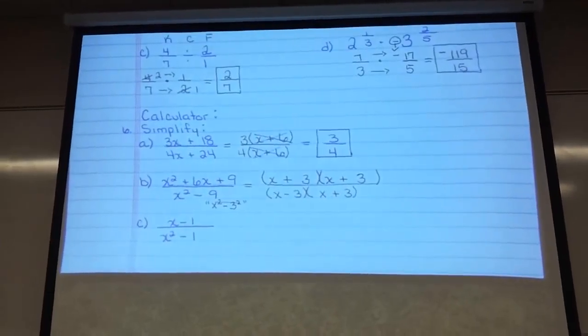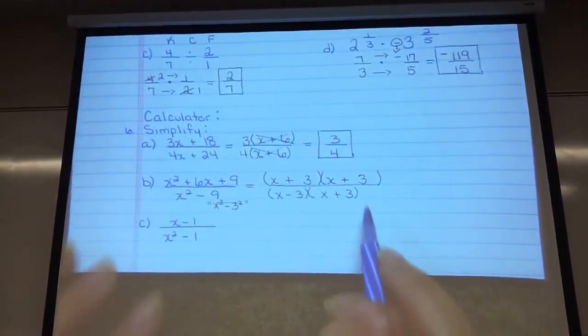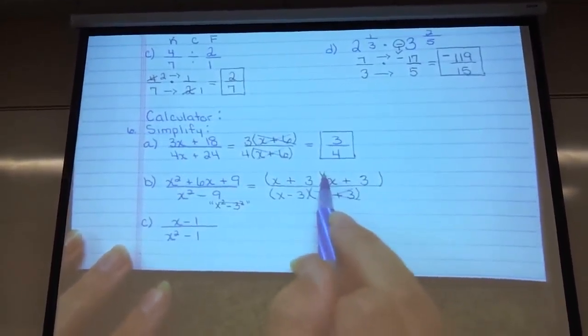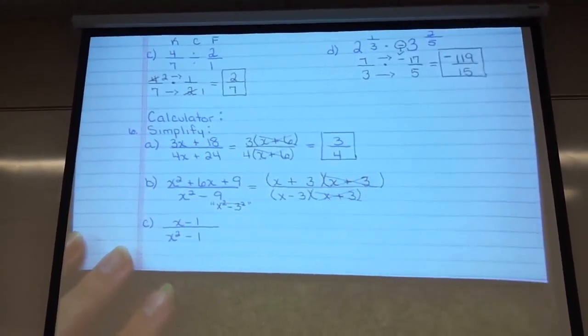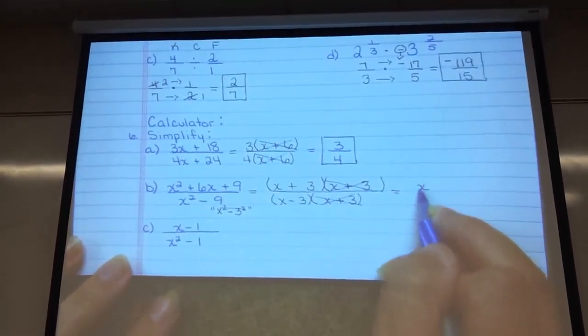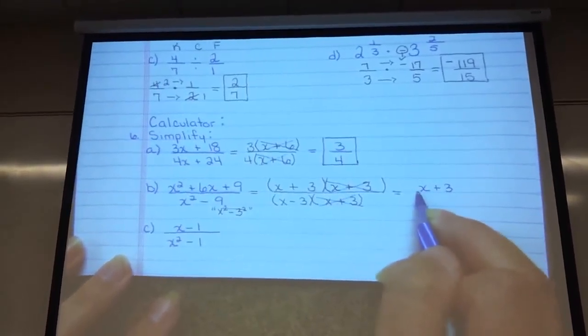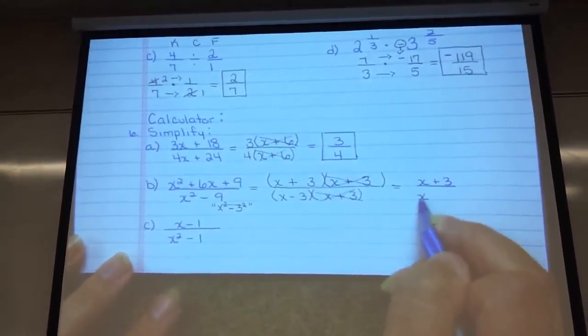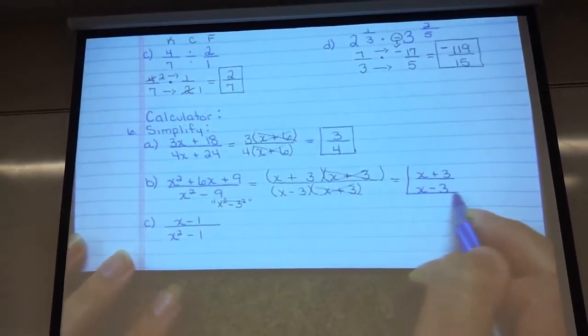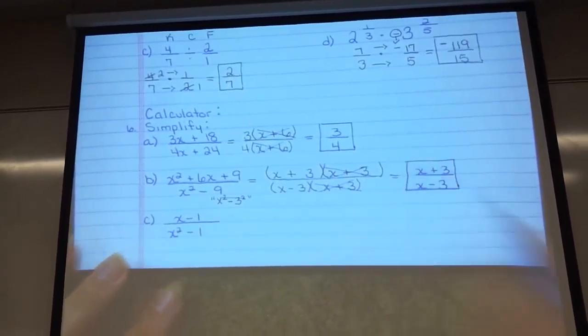Then again, we see what can we cancel. Remember, it's only one for one on the top. So this one with one of these up here. Can't do 2 of them. So on the top, I'm left with an x plus 3. And on the bottom, I'm left with x minus 3. Again, you cannot simplify that. They're not the same expression. That's as far as you can go.